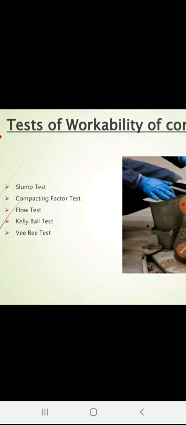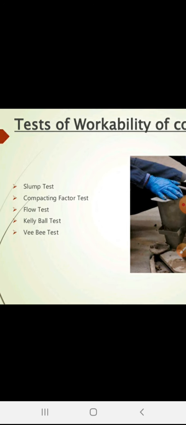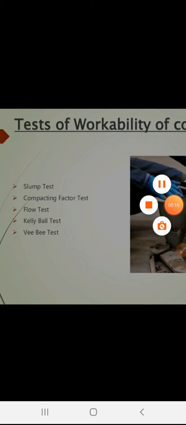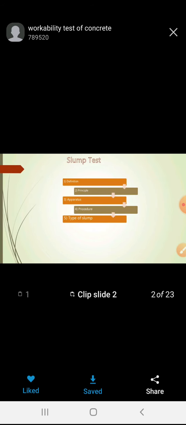In tests on workability, the first test is the slump test, the second test is the compaction factor test, the third test is the flow test, the fourth test is the Kelly ball test, and the last one is the VB test. Of these tests, four are most important: first the slump test, then compaction factor, flow, and the last one, the VB test.